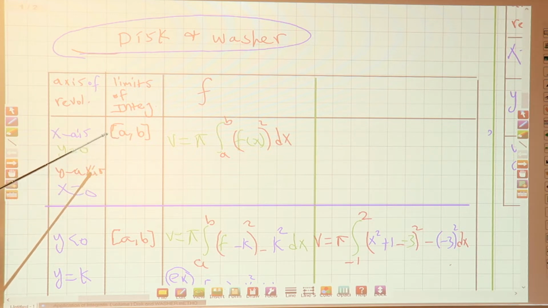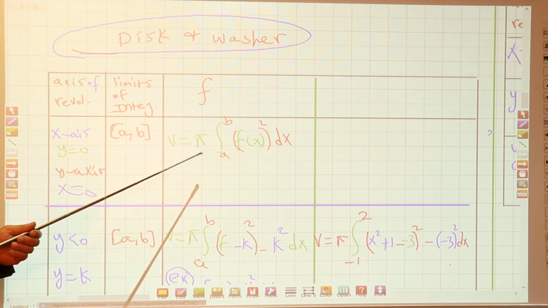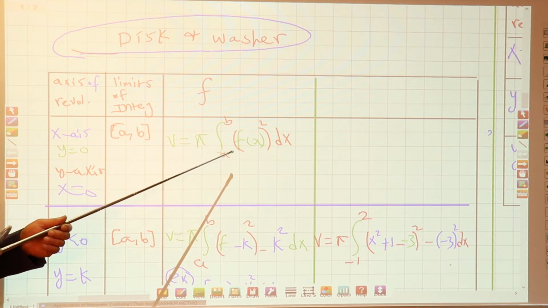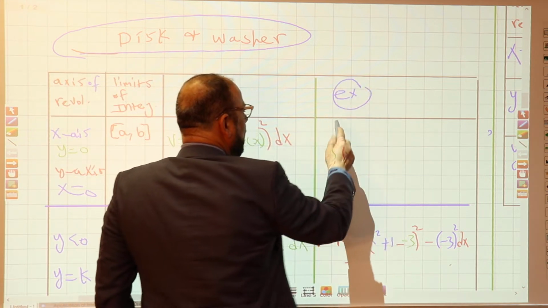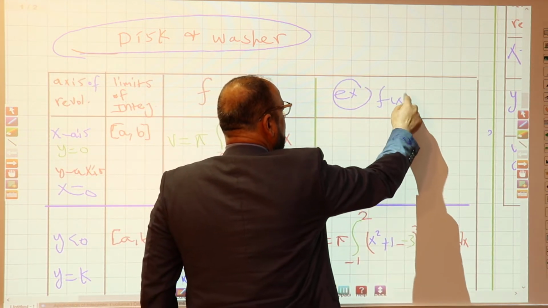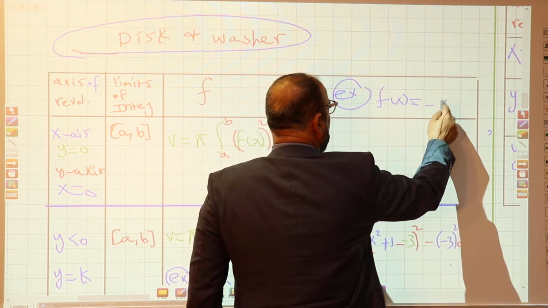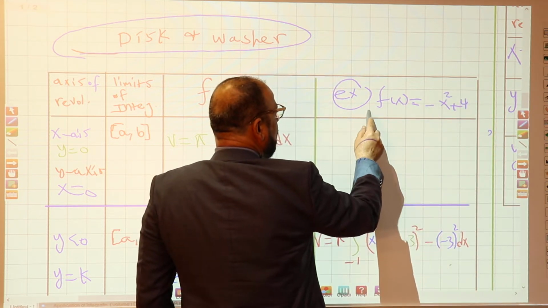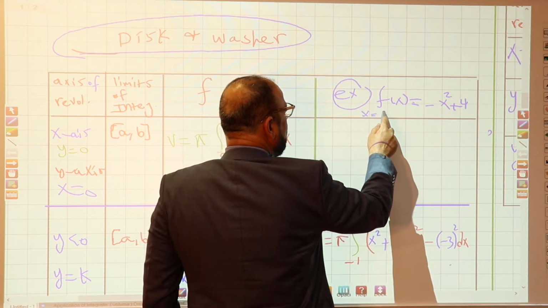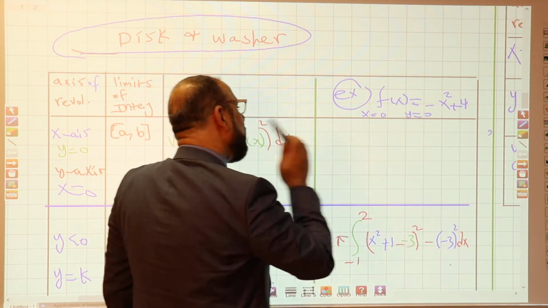Now, if the limits of integration are given and you want to revolve the area about the x-axis, all you have to do is integrate from a to b of f of x squared. Example, look here, for this function f of x, I'm going to set up the integration but I will not solve it. It is negative x squared plus 4, with x equals 0 and y equals 0, that means between the x-axis and y-axis in the first quadrant.